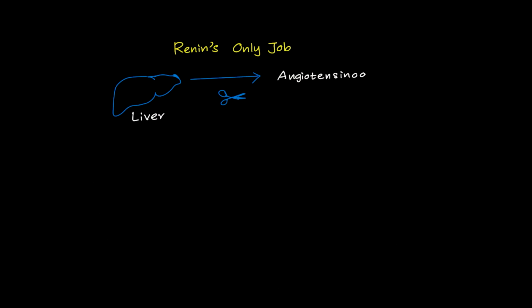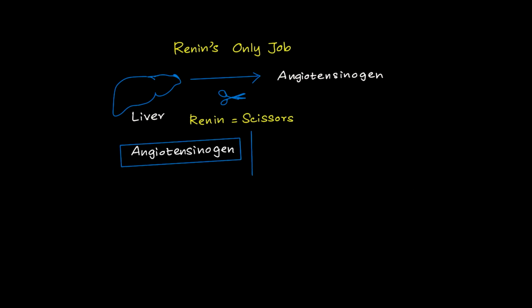Let's trace the very first enzymatic step of the RAS pathway to see why this answer stands alone. Once the juxtaglomerular cells release renin into the bloodstream, renin has one specific job. It finds a protein called angiotensinogen that the liver constantly produces and releases into circulation. Renin acts like a pair of scissors, cleaving angiotensinogen into a smaller piece called angiotensin I.